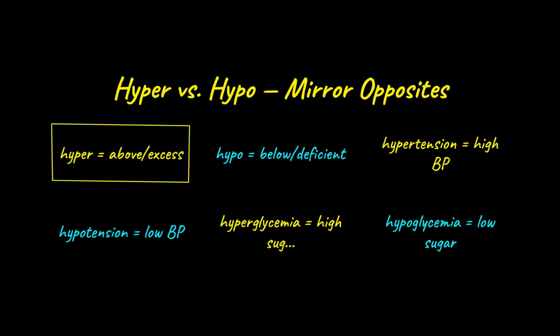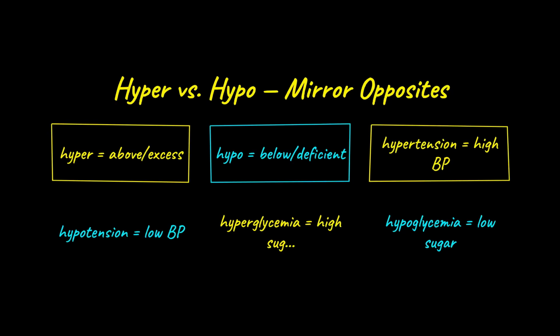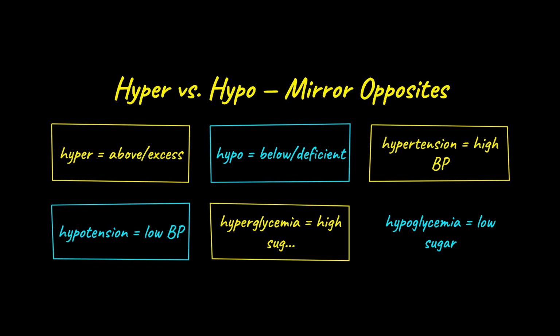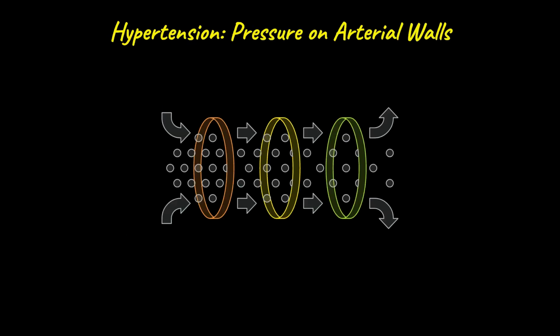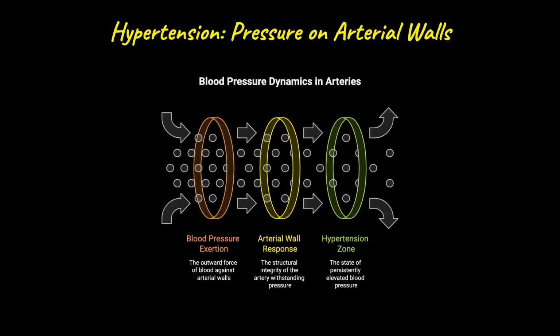The prefix hyper means over or excessive, signaling higher than normal levels. Its mirror opposite, hypo, means under or below normal. Memorizing this pair alone unlocks dozens of clinical terms, because the same roots appear with both prefixes: tension, glycemia, thermia, and more. The root tension in a medical context refers specifically to vascular pressure. The force blood exerts against arterial walls as the heart pumps.